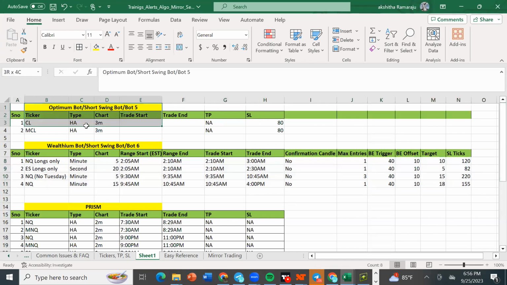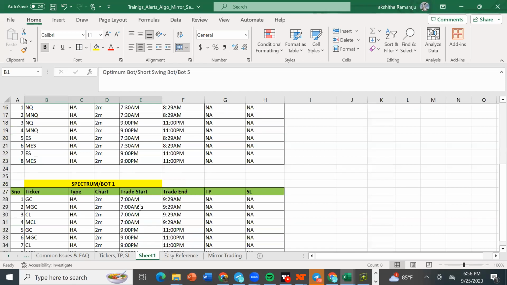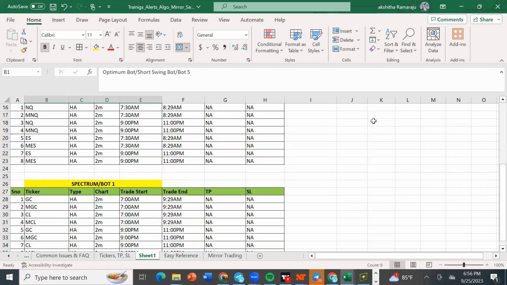And then Optimum bot, and then Prism and Spectrum, where if you don't want to worry about 3 minute, 5 minute, all those things, just run them during non-US market hours. So it will be general, the volume will be less and it will be less volatile. You can just run with these time frames, with these tickers. Any questions?